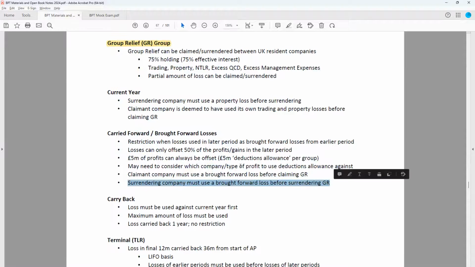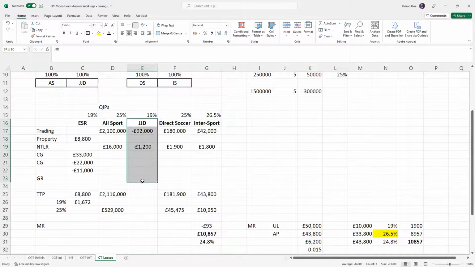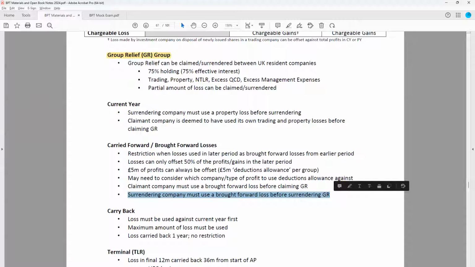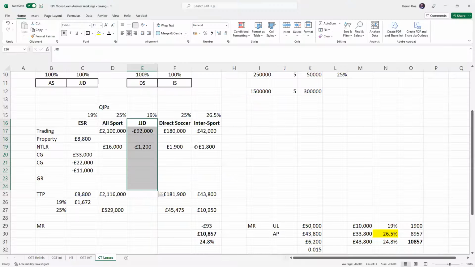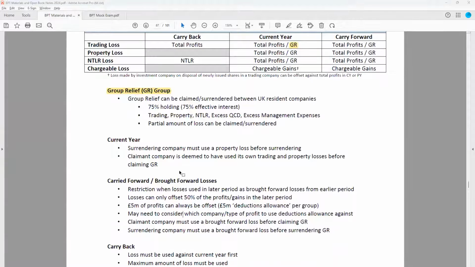The surrendering company doesn't have anything left in it now to be able to use the losses against. So therefore it will be able to surrender them for group relief. You can only cover 5 million of profits with brought forward losses. That's not relevant to this group. The profits are too small, as I've said earlier. So that isn't going to be an issue here.